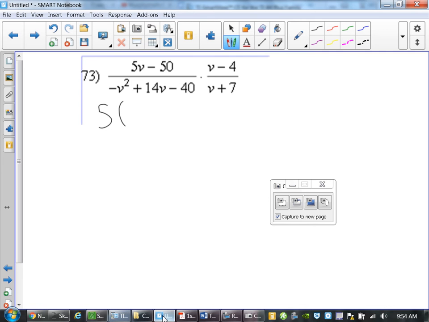GCFs. 5, x minus 10, -1. Then I get x plus 14, or x minus 14, x plus 40. That'll give me minus 10 minus 4.